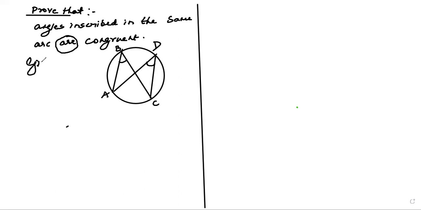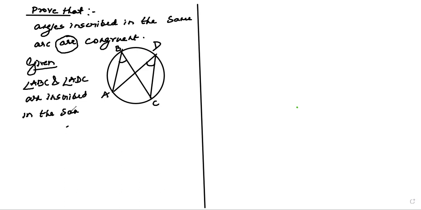So what is given, children, is drawn here. I'm going to write: angle ABC and angle ADC are inscribed in the same arc ABC. Okay, angle ABC and ADC are inscribed in the same arc ABC. Prove that angle ABC is congruent to angle ADC.